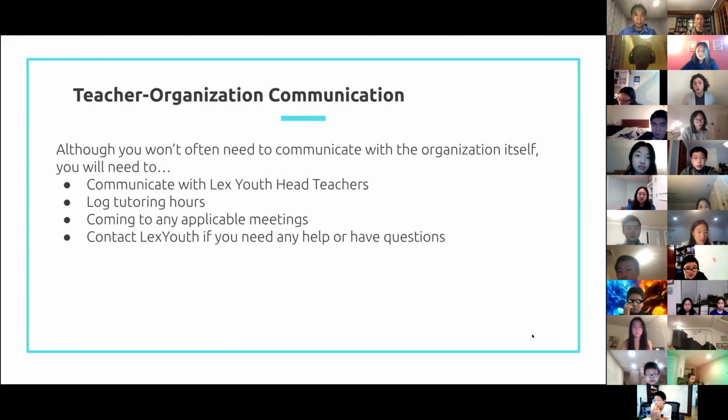And then also just make sure you log your tutoring hours, as was already mentioned, and come to all the applicable meetings. I know it's really hard to plan those ahead, but just put them in your calendar. If you don't use calendars, then start using calendars, because they'll save your life, I promise.